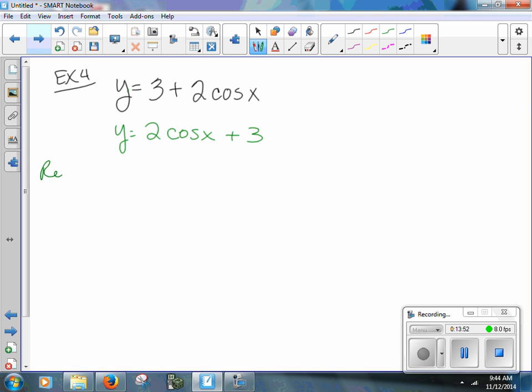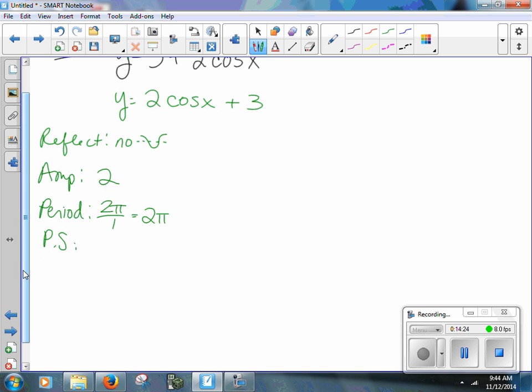Okay? Now, does this thing reflect? No. What's it going to look like? Up cup, down cup. Up cup is happy. Remember the dotted line, the oscillation line's in the middle. I'm telling you, if you keep drawing it and keep writing that little sketch, that will help you. What's the amplitude? That's right, 2. What's the period? 2 pi divided by 1, which is 2 pi, right on. Phase shift. Is there any phase shift? Nope. And vertical shift? Up 3.